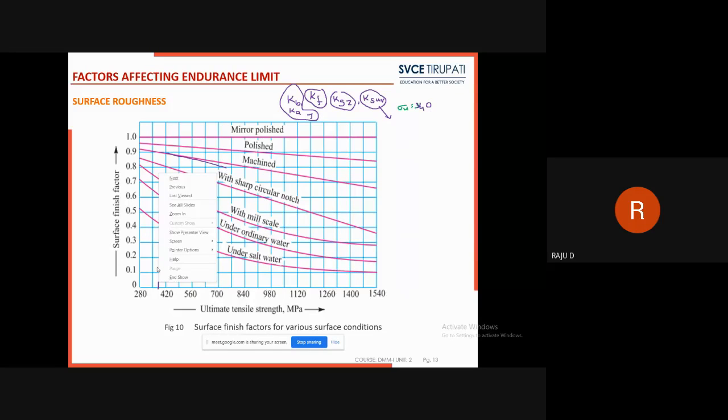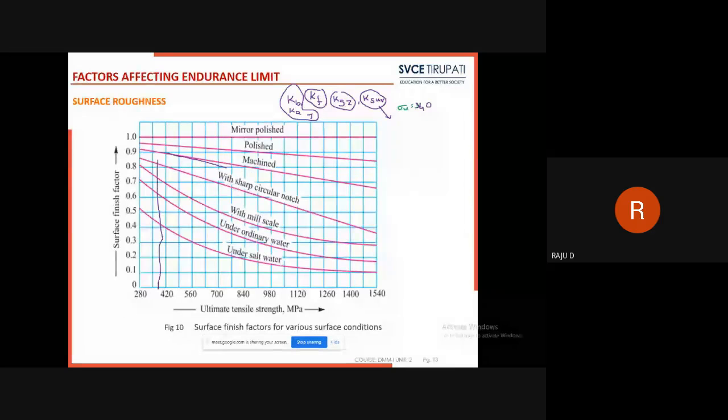This line is going to touch somewhere in that graph. See this? From this point, just draw one horizontal line. What happened? This value is 0.9. This 0.9 is the K surface value. I think all of you clarified your doubt on how to take the value from the graph.